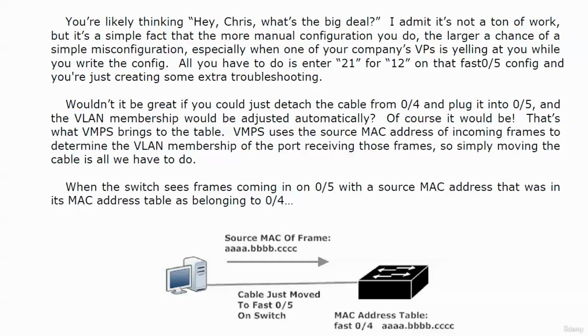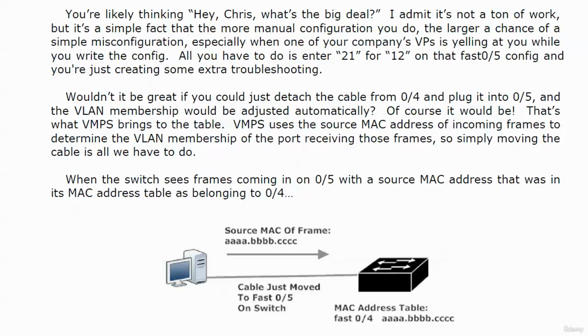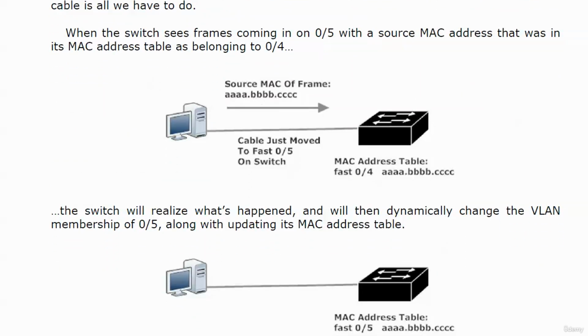Well, that's what VMPS brings to the table, because what VMPS does is use the source MAC address of incoming frames to determine the VLAN membership of the port receiving those frames, so simply moving the cable is all we really have to do. Now in this situation, when the switch sees frames coming into port 5 with a source MAC address that is in its MAC address table as belonging to port 4, the switch will realize what's happened and say, hey, wait a minute, somebody moved that cable on me.